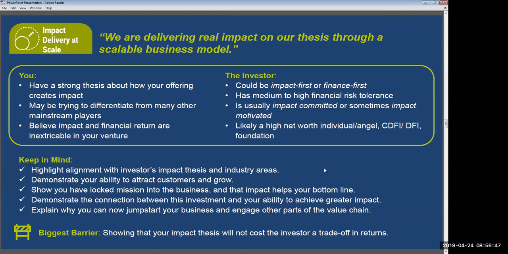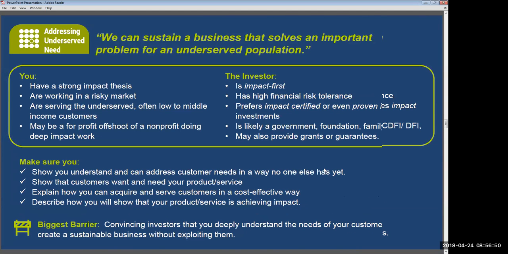The last investable story is addressing an underserved need. And this entrepreneur says, we can build and sustain a business that solves an important problem for an underserved population. You usually are working in a risky market, serving an underserved customer. You have a very strong impact thesis that you are often using grant capital first to prove out and learn about.